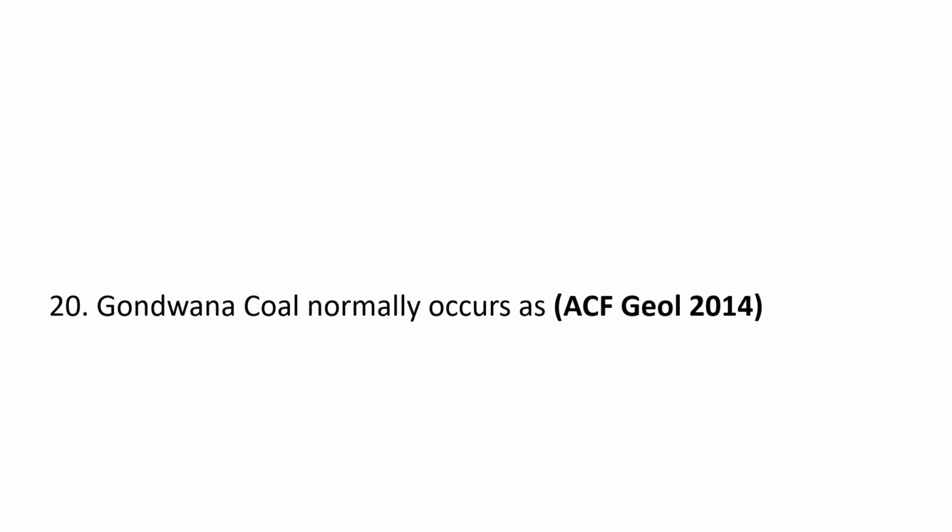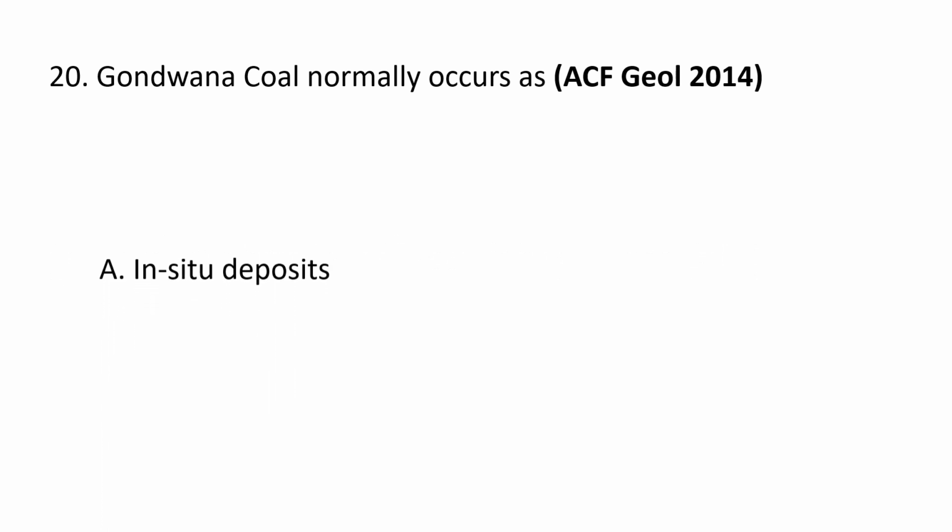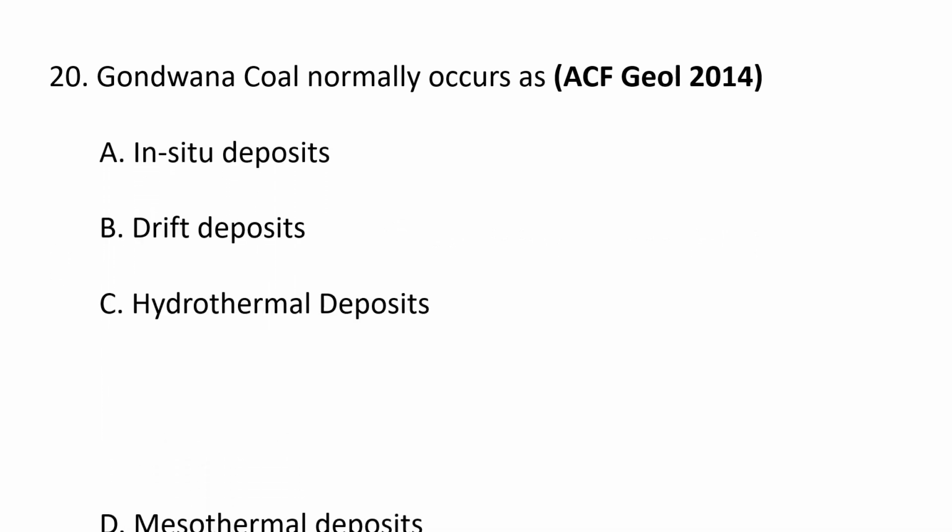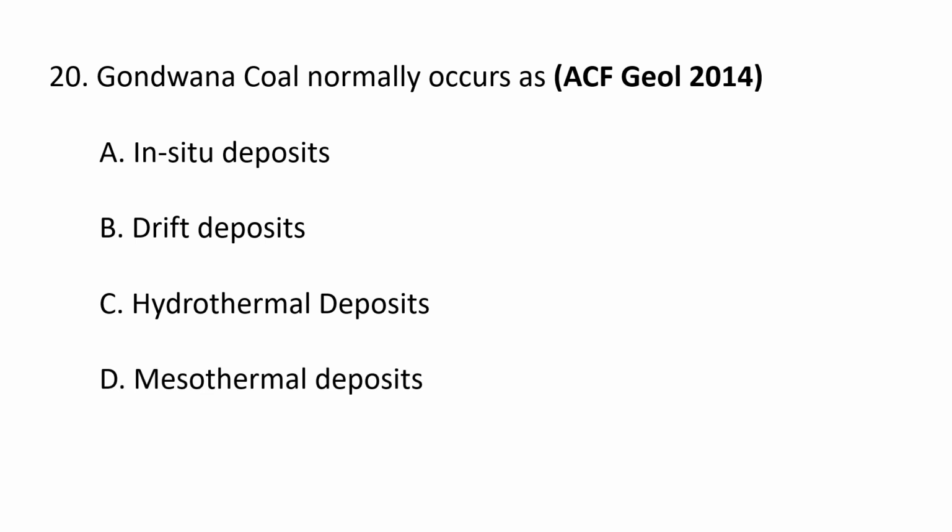Next question. Gondwana coal normally occurs as A, in situ deposits, B, drift deposits, C, hydrothermal deposits, and D, mesothermal deposits. So Gondwana coal normally occurs as drift deposits. The drift theory explains that the plant material was transported with the stream of water from one place to another, which is known as drift, and it finally gets deposited in a swamp which contains suitable conditions like sediments. This is a favorable formation for sediment deposition, and the coal seams of India are mostly drift deposits. So B is the correct option.